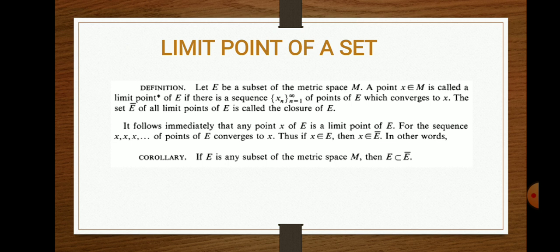Any point X of E is a limit point of E. That means every element of that set satisfies the condition for a limit point. For the sequence of points of E converging to X, we can find a constant sequence, where all the elements are X, that converges to X. Thus, if X belongs to E, then X belongs to the closure of E. From that, we can deduce the corollary: if E is any subset of a metric space M, E is contained in the closure of E.